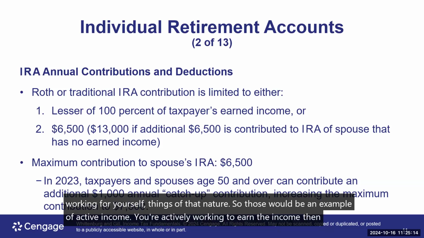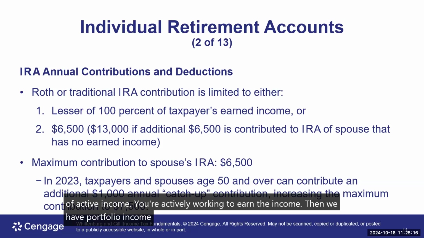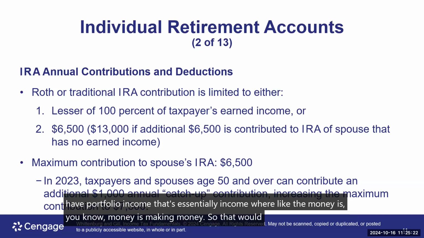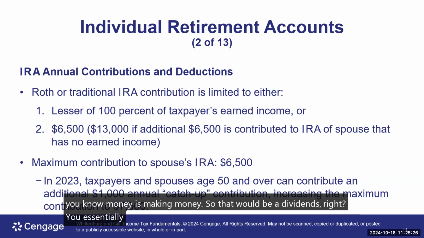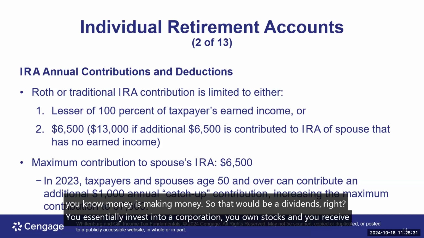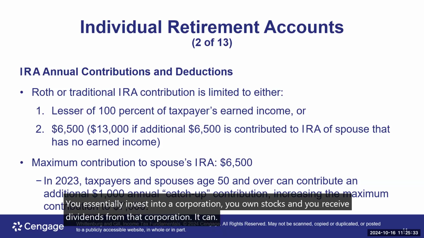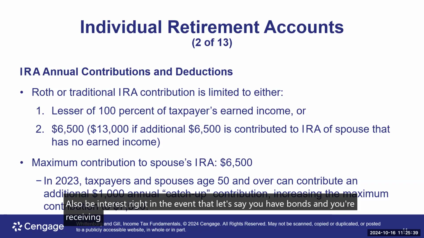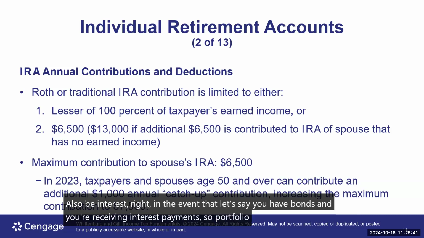Then we have portfolio income. That's essentially income where money is making money. That would be dividends, right? You invest in a corporation, you own stocks, and you receive dividends from that corporation. It can also be interest, in the event that, let's say, you have bonds and you're receiving interest payments. So portfolio income, at the surface level, includes your dividends and your interest.